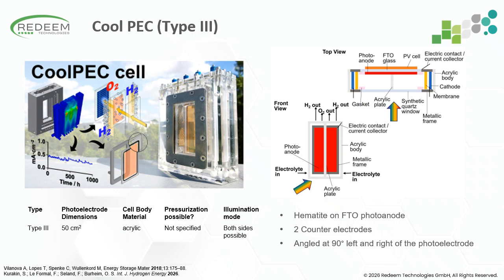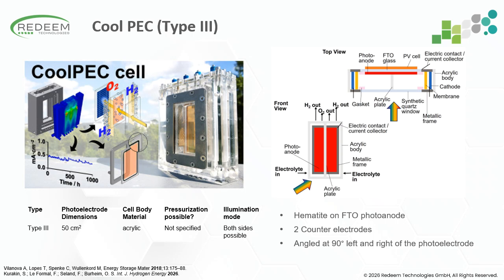And finally, the CoolPack reactor can be regarded as the most mature implementation of this type 3 architecture. So similar to the previous design, it uses two counterelectrodes positioned on both sides of the photoanode, keeping the entire illuminated surface free from optical shading, while maintaining a symmetric current distribution. The active photoelectrode area here is increased to approximately 50 square centimeters, demonstrating that this architecture can be transferred beyond the small proof of concept devices.